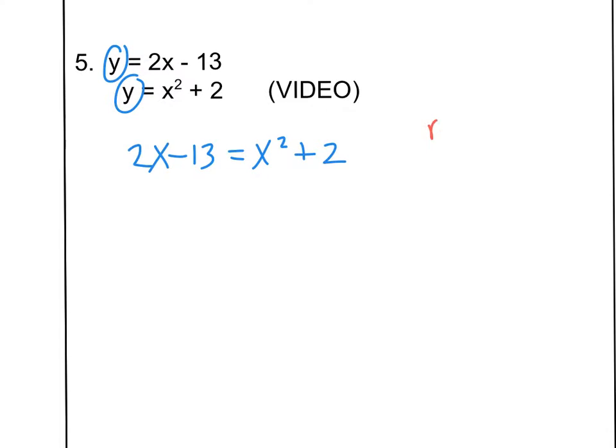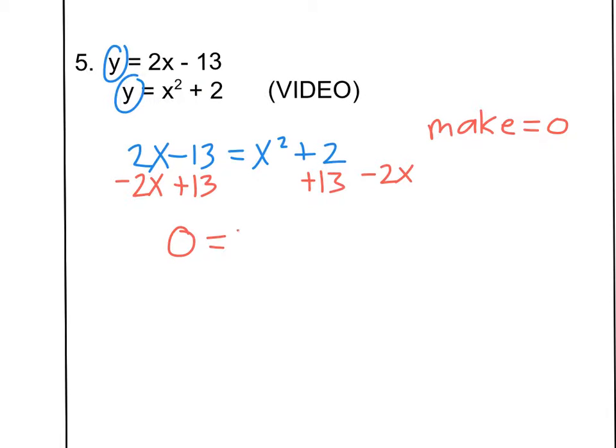I know I've got to make it equal to 0. And I like keeping my x squared positive. So I'm going to minus 2x from both sides. There's nowhere to minus that, so I'm going to put it at the end. And I'm going to add 13 to both sides. That gives me 0 is equal to x squared. I'm going to write my minus 2x next. And then we've got plus 15.